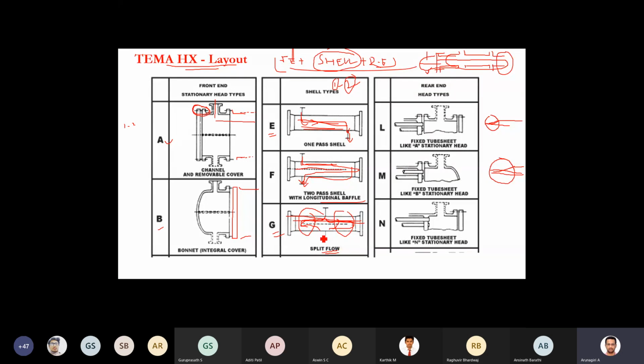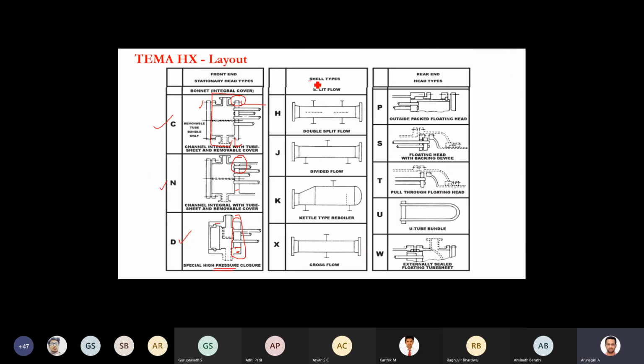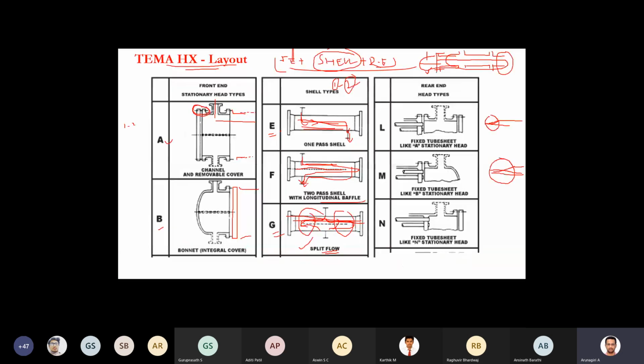But the case is that, for the same pressure drop condition, from the experience of heat exchanger design and operation, for these E type and G type under the same pressure drop conditions, split flow provides better performance than the E types. Okay, so another four types of shell types are split flow, double split flow, then divided flow, kettle type, and cross flow.